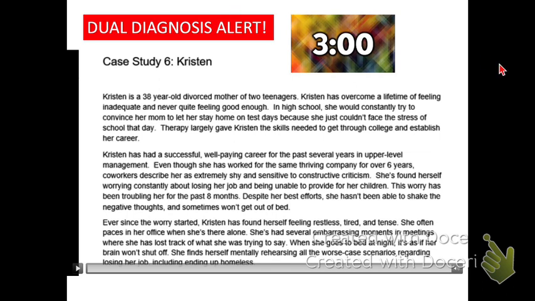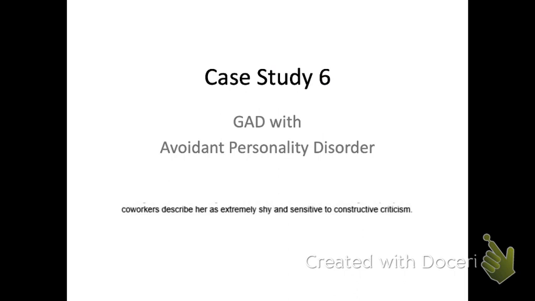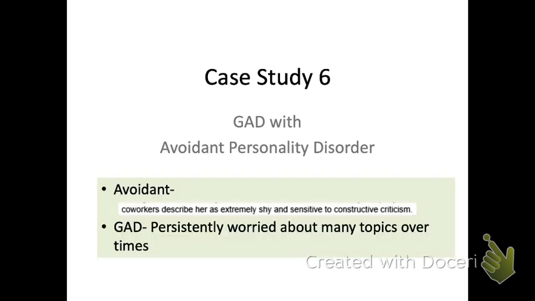Kristen has, I heard a lot of GAD. That was good. Avoidant. That is correct. And avoidant. Why avoidant? In the passage, it talked about how she was extremely shy and sensitive to constructive criticism. That is why, and then obviously the GAD part.